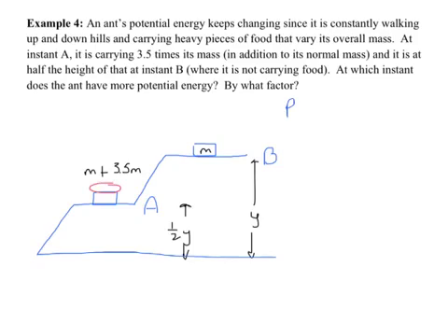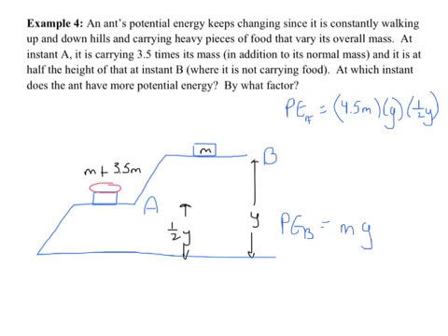So let's find the potential energy at point A. Well, at point A, we've got a mass of m plus 3.5 m. So that's just 4.5 m. That's the mass, times the gravitational constant, times whatever the y value is, which is half of y. But the potential energy at instant B is the normal mass m, because there's no food anymore. Gravity is g, and the height happens to be y. So at B, it's just mgy. So that's just a normal mass times gravity times the height, whatever that is.